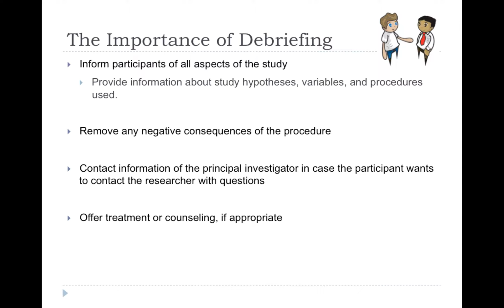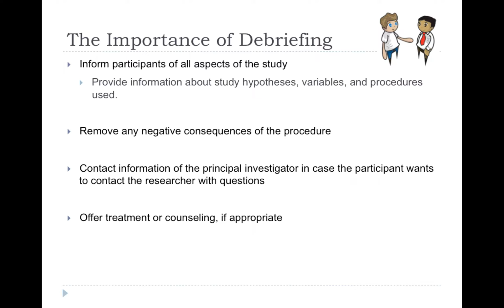So once you give them the debriefing form, or you can also verbally debrief them, you have to give them information about what it is that you actually studied if you didn't completely reveal that in your informed consent. You usually let people know about the hypotheses, the variables you studied, the procedure you used, and possibly also a pattern of results that you expect.